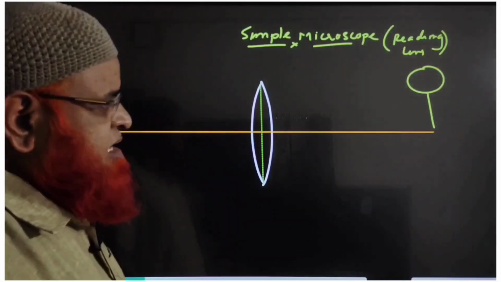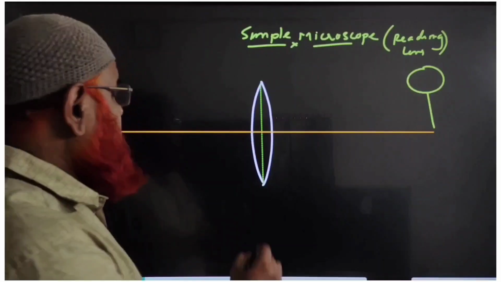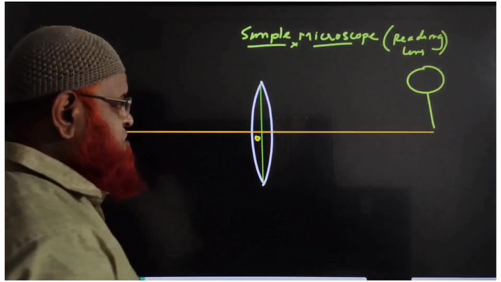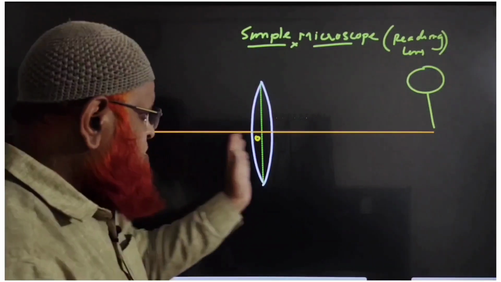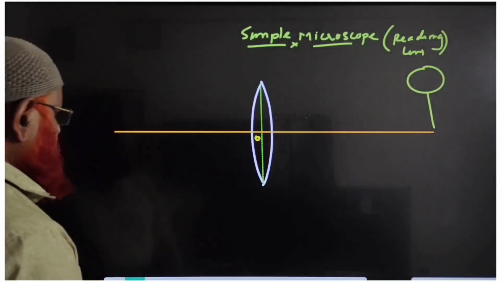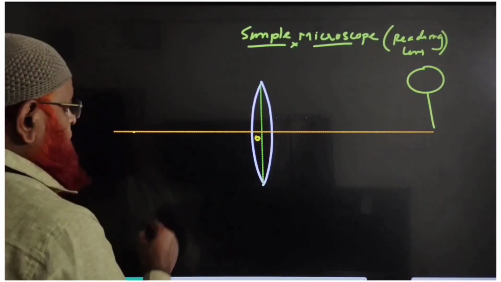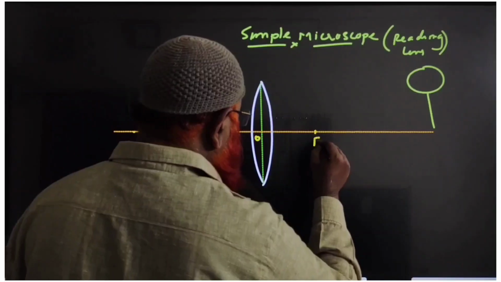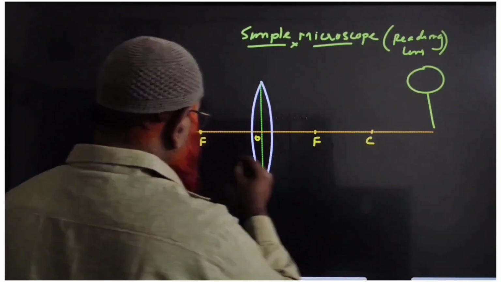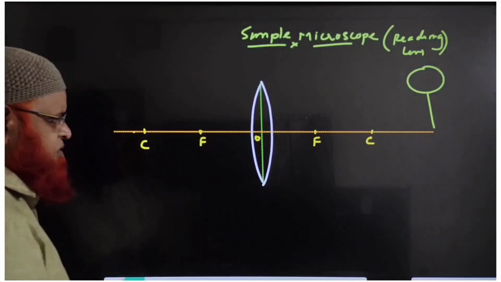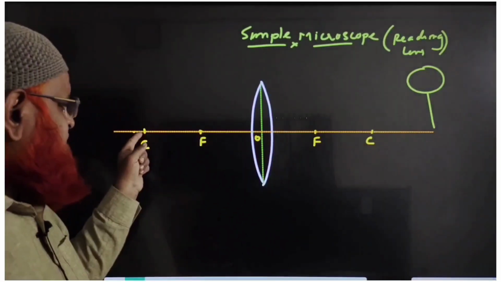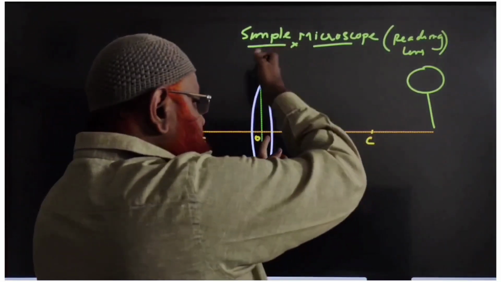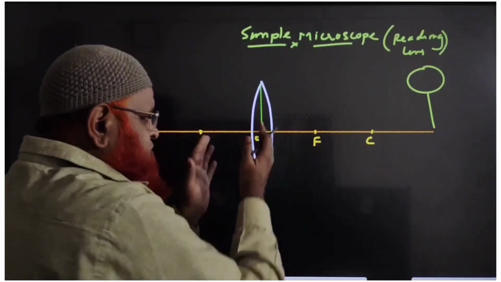This is said to be the principal axis, the line passing through the optic center. This is O, which is called the optic center. Now this is the principal axis. On either side, this is the principal focus. Here also, the principal focus is there. Here, this is the center of curvature. Here also there is a center of curvature. From the center of curvature you draw an arc, and from this center of curvature you draw the arc on the other side, so forming a convex lens.